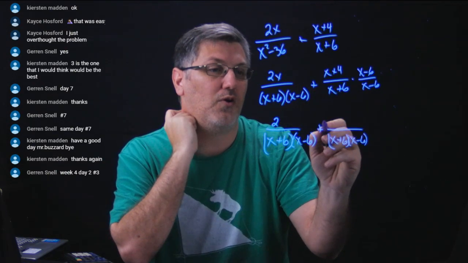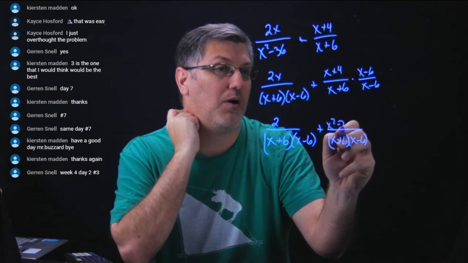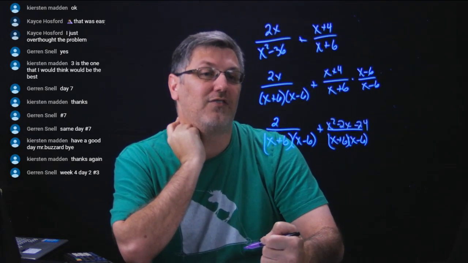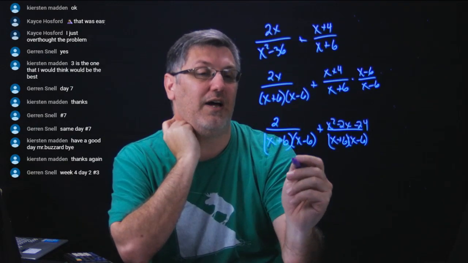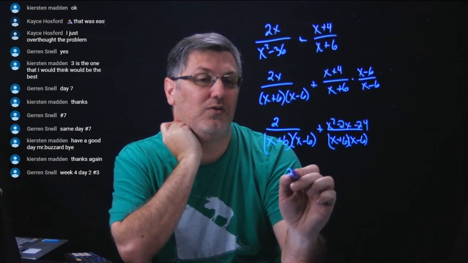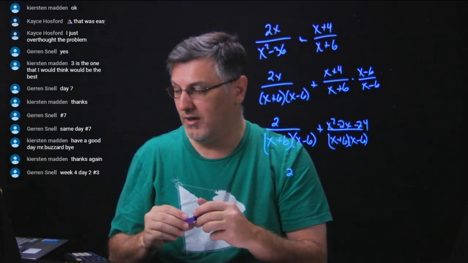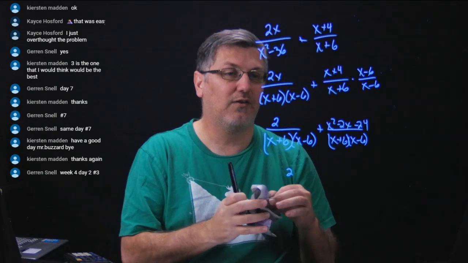Here we're going to FOIL. I want to get x squared minus 2x minus 24. So that's simple enough. Now we just simply add. So we're going to get 2x plus x squared minus 2x minus 24, and 2 plus a negative 24 gives me a negative 22.